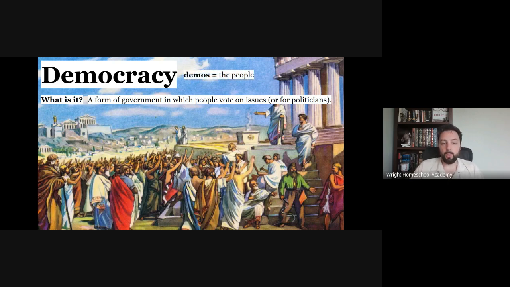Okay, the word democracy itself comes from the Greek. Demos means the people, and kratos means power. So democracy means power of the people, power to the people. The power of the political system resides in the hands of the people. They decide what direction the city-state will take.